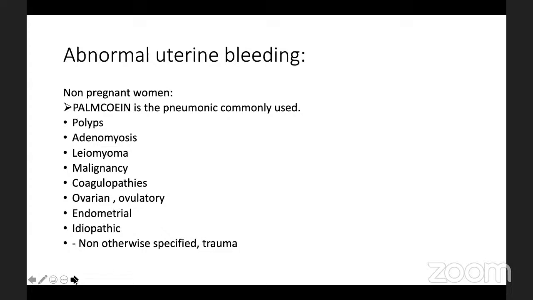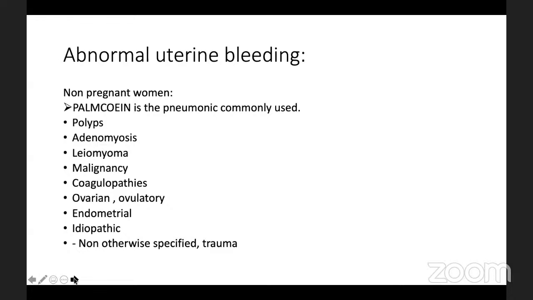Yeah. So I'm going to talk a bit about abnormal uterine bleeding. I'm going to focus here on the non-pregnant women. So there is a mnemonic that is commonly used called PALM-COEIN. So PALM-COEIN, the P is for polyps, which can occur in the childbearing age group or perimenopausal and postmenopausal bleeding. Even in children, sometimes they can have polyps. They are not cancerous, they are benign, but it's one of the causes of bleeding in women.